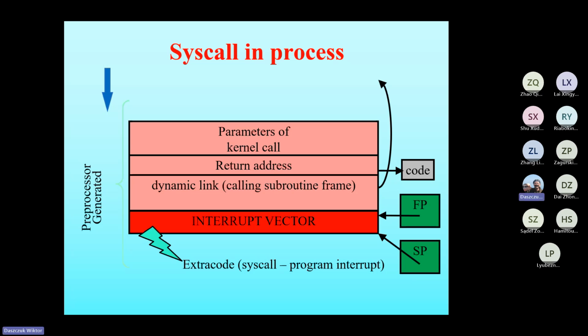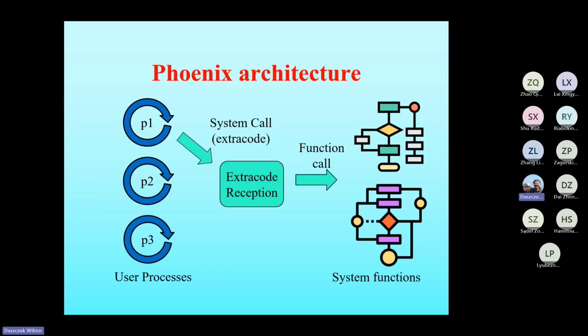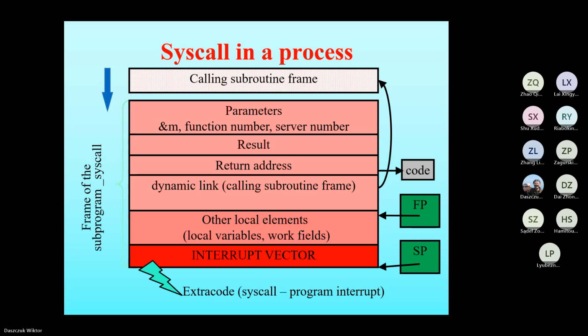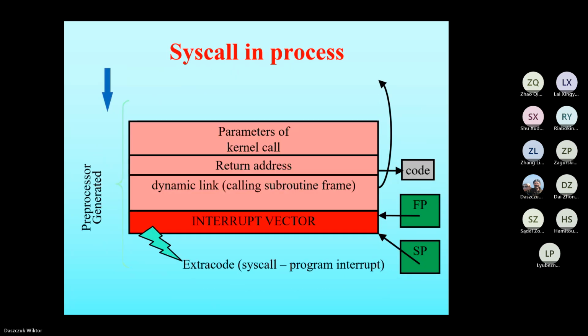This part is generated by this macro that creates a syscall. This part of the stack frame. And the return address points to the code, because it's the address of the calling function. And the frame pointer and stack pointer point to the stack.